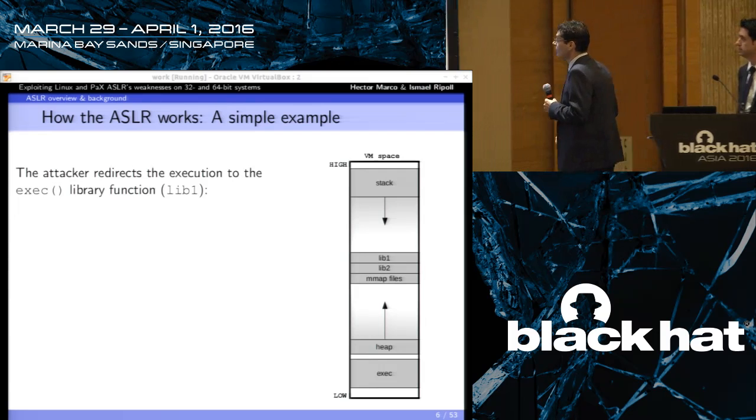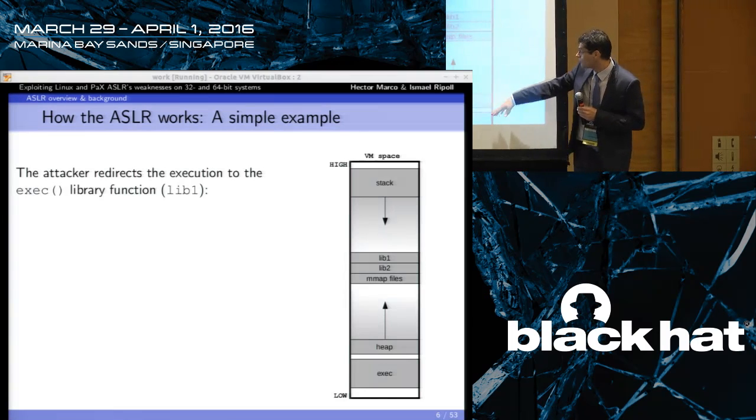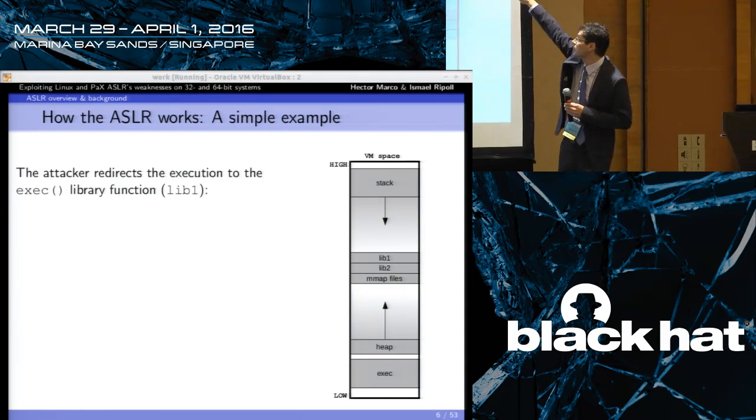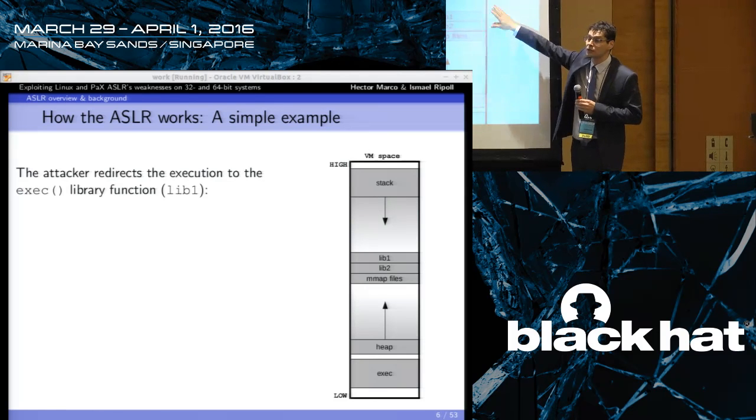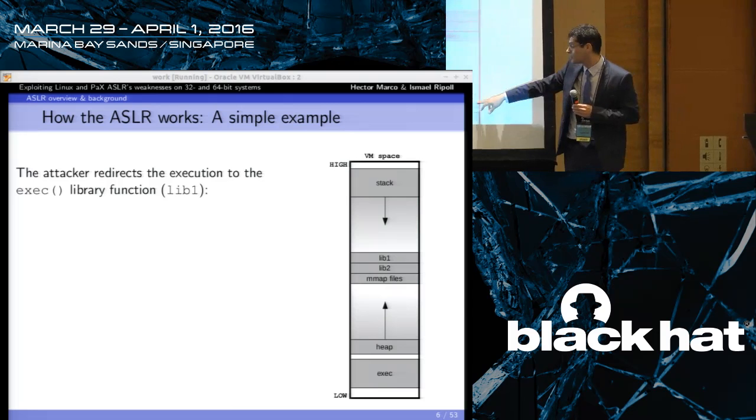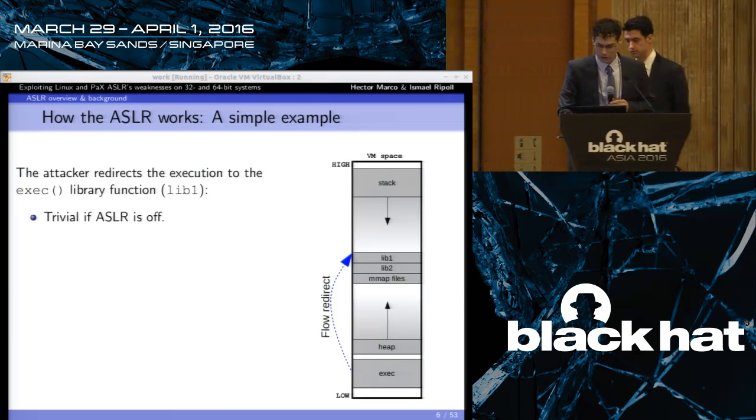So how does ASLR work? This is the typical memory layout that we can see in a textbook. The stack is on the top, the executable is at the bottom, then the heap, and somewhere in the middle are the libraries and the mmap files. The heap grows up, and typically the stack grows down, depending on the architecture.